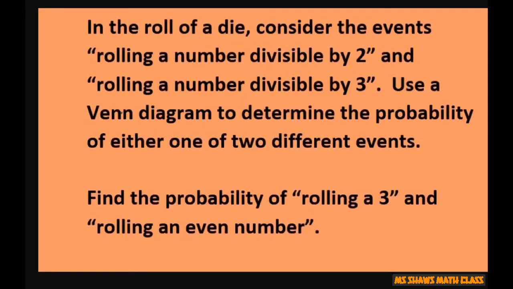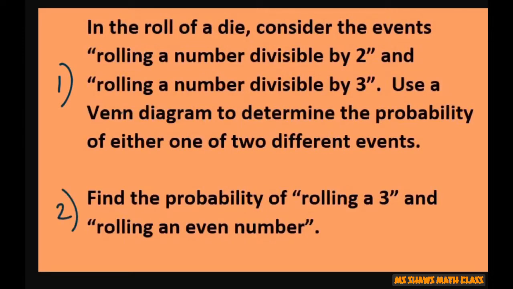Hi everyone. In the roll of a die, consider the events rolling a number divisible by 2 and rolling a number divisible by 3. And we're going to use the Venn diagram to determine the probability of either one of these two different events. And that's our first problem. It's pretty short, so I added another one.